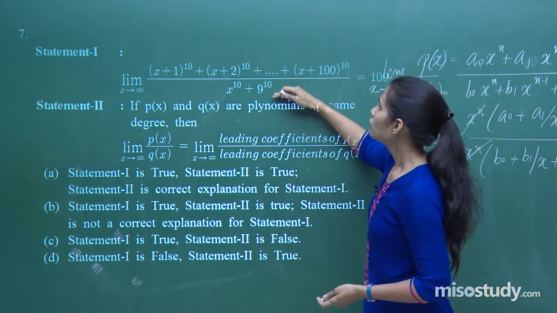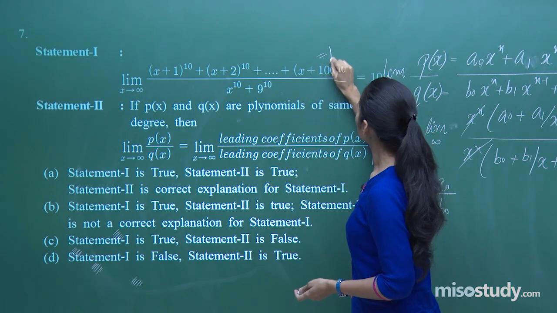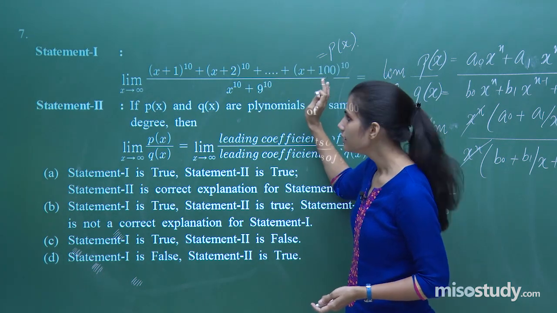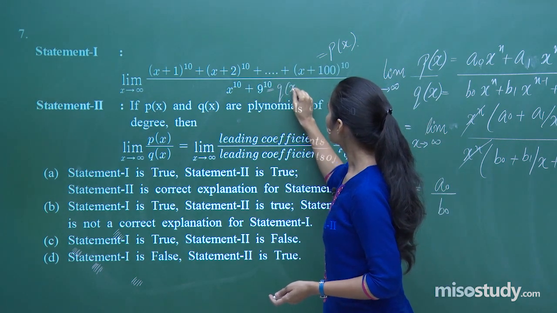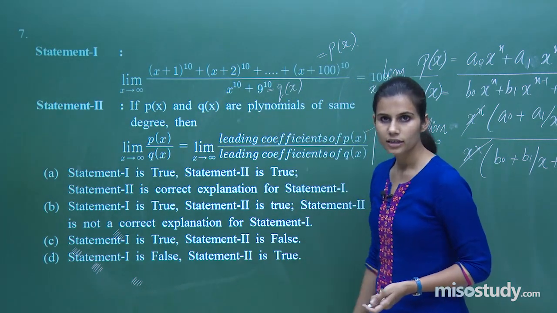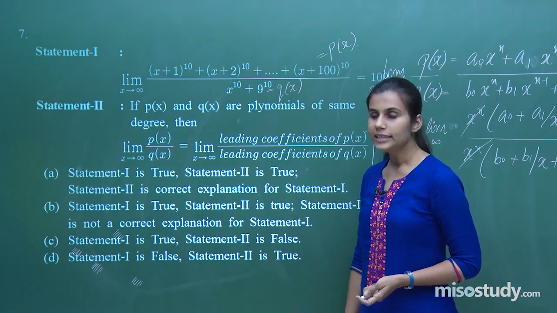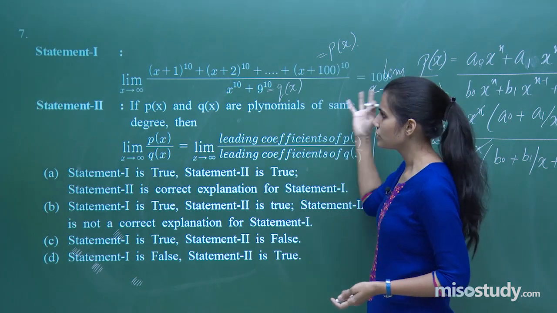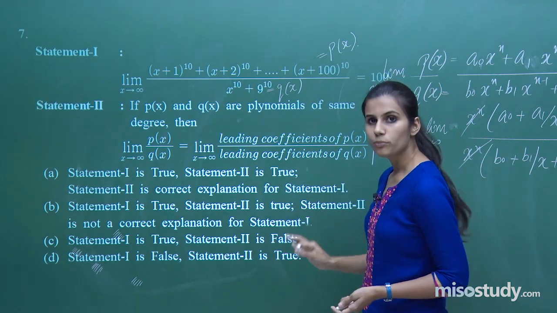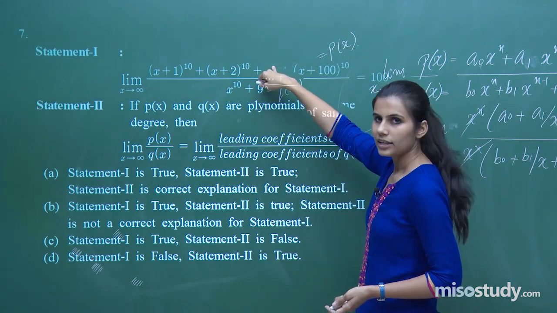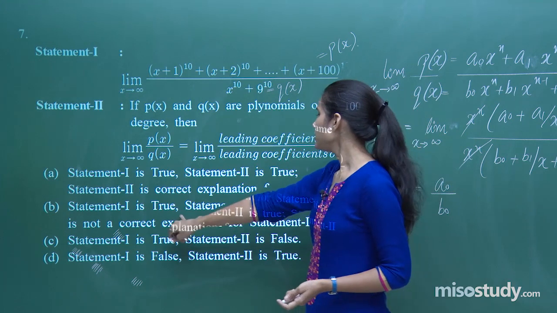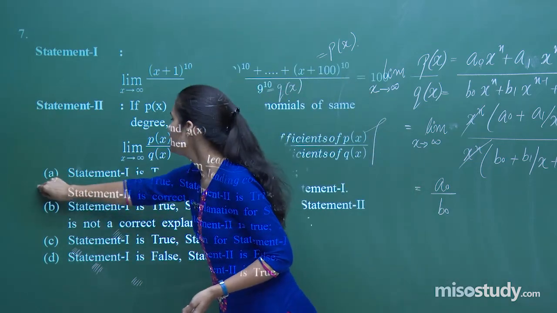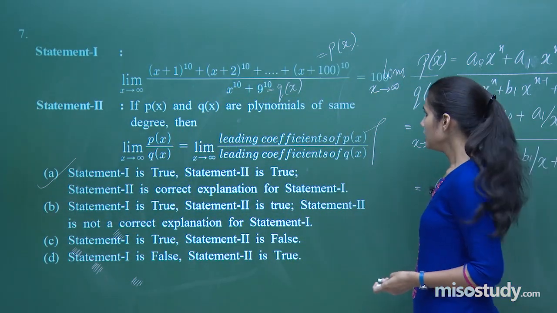Now using statement 2, if you go above, the numerator you can see is actually playing the role of p(x). It is a polynomial of degree 10 with leading coefficient 100. And this is playing the role of q(x), it's a polynomial again of degree 10 with leading coefficient 1. So both are polynomials of the same degree 10, the leading coefficient of p(x) is 100, the leading coefficient of q(x) is 1. So 100 upon 1 is the answer, which is 100. So yes, statement 1 and statement 2 both are true, and statement 2 is actually giving the correct implication for statement 1. So statement 1 is true, statement 2 is true, and statement 2 is the correct explanation for statement 1. Clear? Let's move on to the next question.